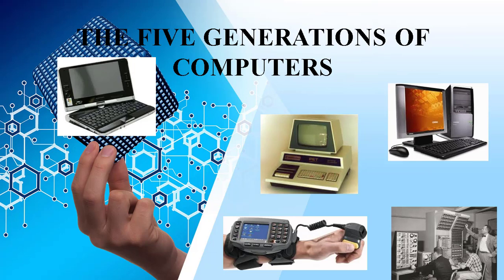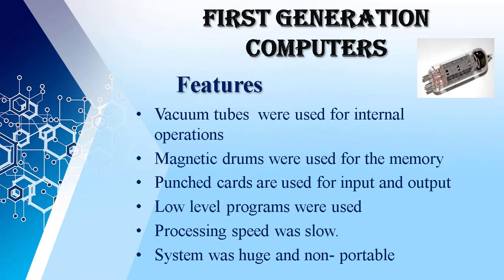We have studied about the generation of computers. There are 5 generation of computers. That is first generation computers, second generation computers, third generation computers, fourth generation computers and the fifth generation computers. Let us see the different features of these computers.